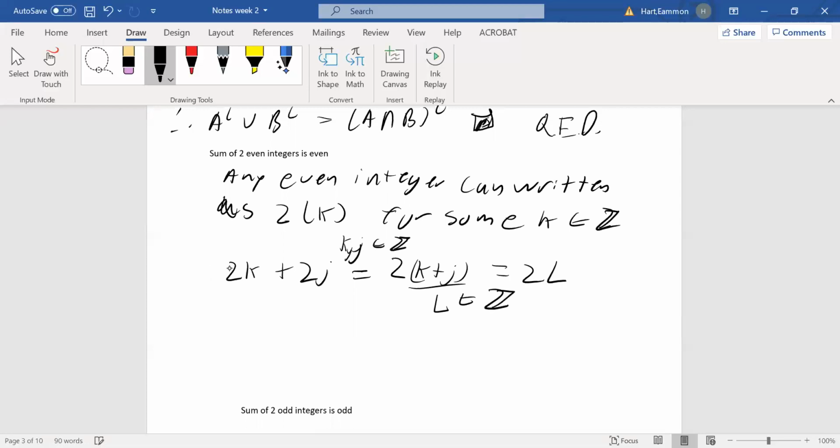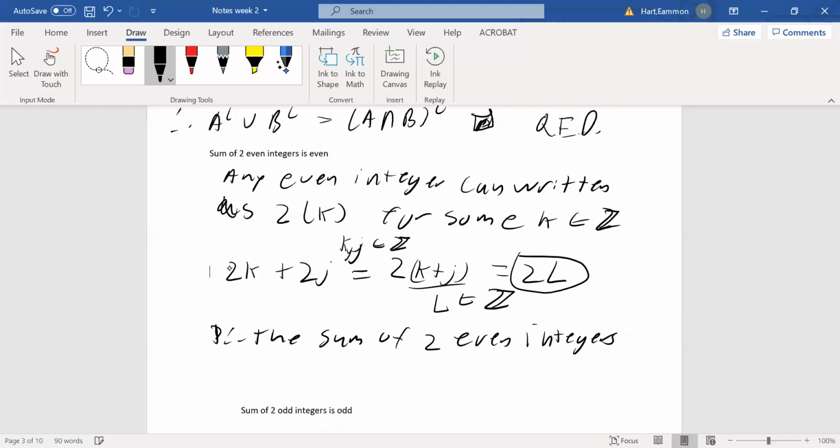Therefore, the sum of two even integers can be written as 2L for some L in Z. Therefore, it is even.